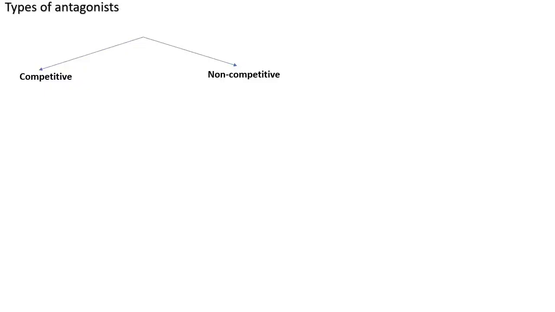For example, if we have a drug that is a beta blocker, a drug that blocks beta 1 receptor on the heart, and this antagonist is competitive, that means that this antagonist competes with the agonist of beta 1 receptor, which is adrenaline, on beta 1 receptor. And if I increase the concentration of adrenaline, adrenaline displaces the beta blocker from the receptor and it acts on the receptor. So this antagonist is a competitive type of antagonist.